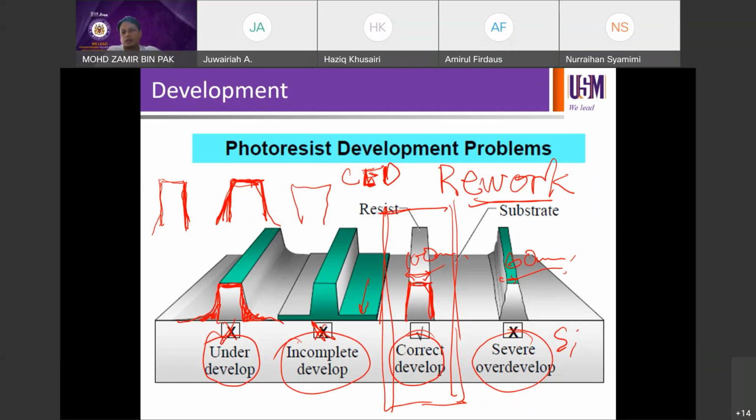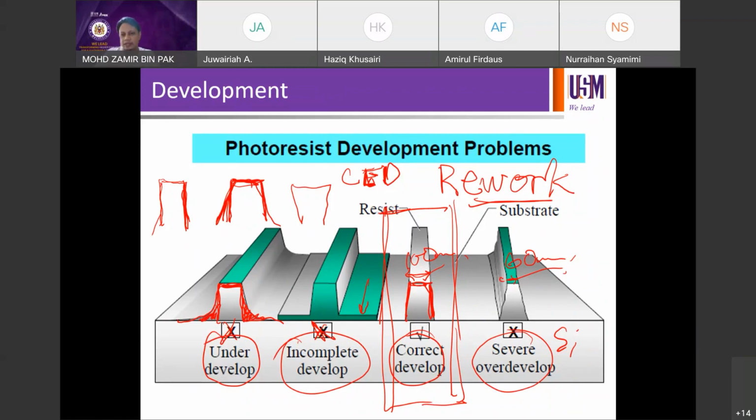Okay? So that means CED tu you dah print, you dah dapat feature pun. So kita hantar kat proses dekat next department, etching. It will go through etching process. Kita akan belajar in the next lecture, etching lecture. It will remove the resist yang ada atas wafer tu. Current layer will be removed. So then the wafers will be sent back to input of lithography process. Then it will need to go through the very same CED process so that we can generate the right profiles. Okay, so that is rework.